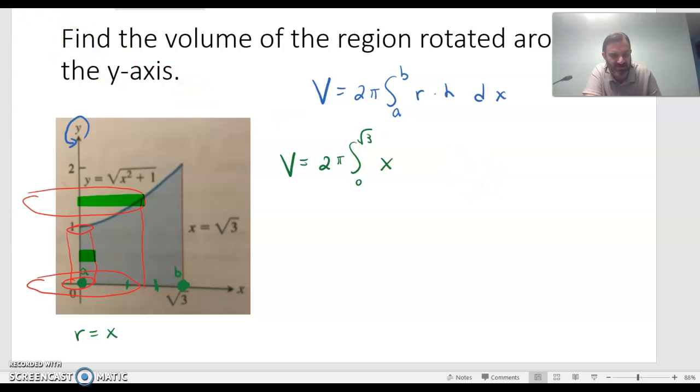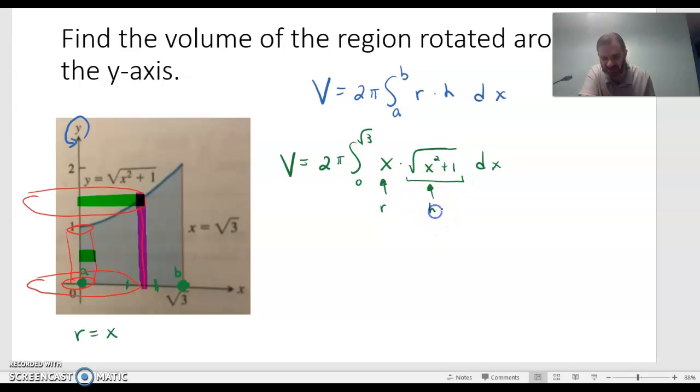Now the height in this thing is going to come up from the bottom to the top, and we want it in terms of x, so that would be the function. That would be the height from the base of this thing up to the actual function. So the height of it will be square root of x squared plus 1. So that is what's going to give me the volume if I take this thing using the shell method. So once again, the radius is x, and the actual function in this case is the height.